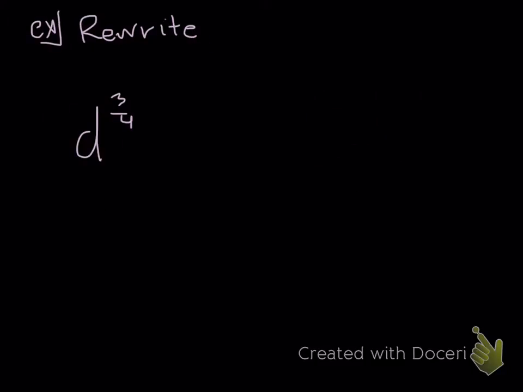And here we have d to the 3/4 power, so I want to write this in radical form. So I have the 4th root of d cubed. So go ahead and try y to the 7/2 power, putting that in radical form.